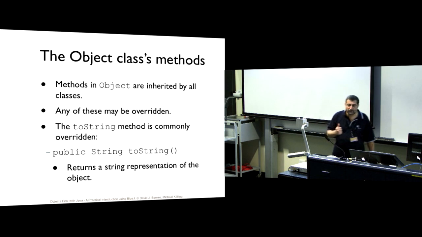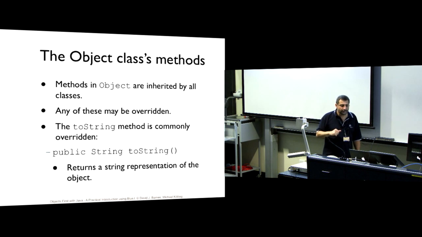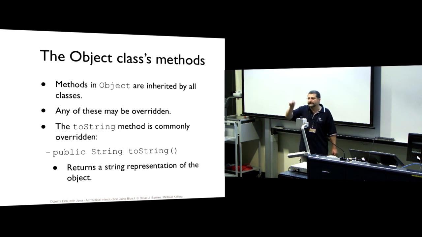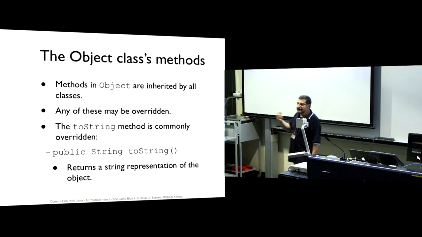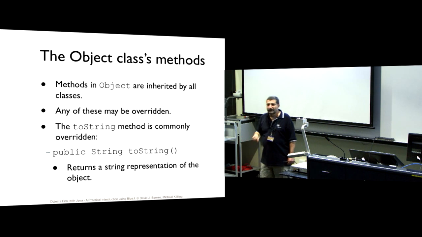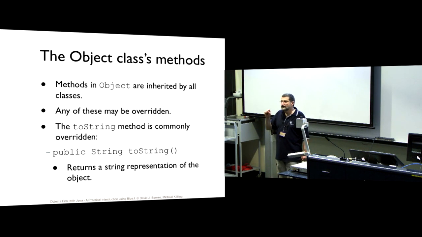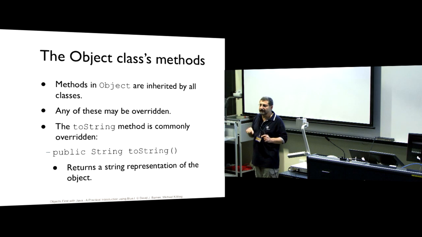Yeah, you'd use it when you want to take an object and represent it as a string. Normally when you call print, so System.out.print x, where x is something you've defined, Java will look to see if you've defined a method called toString, and if you have, it'll use that to create the string representation of your object and print that out.